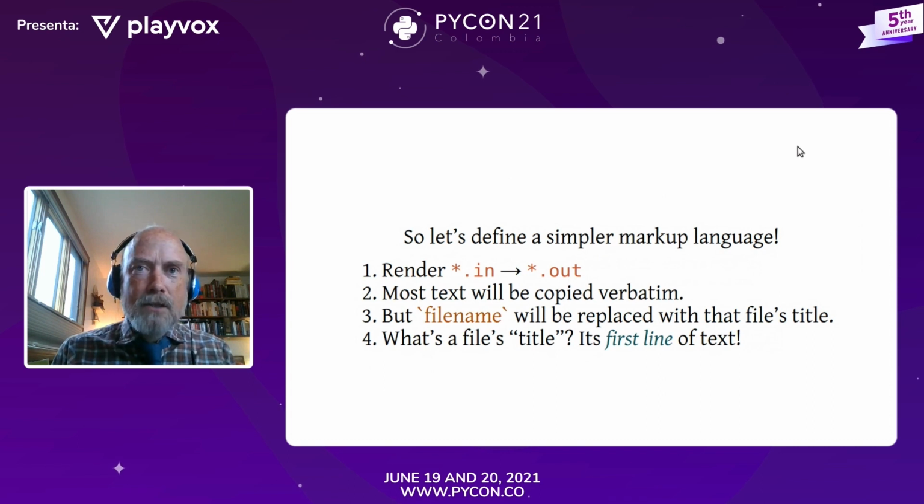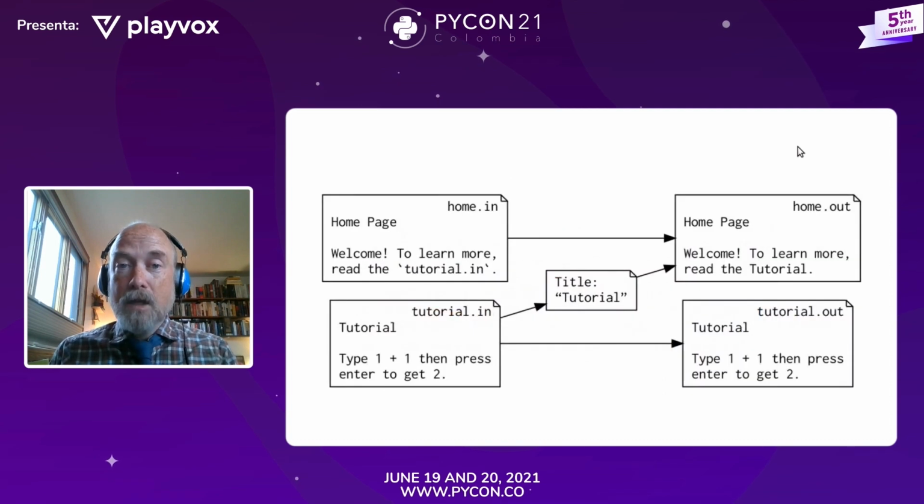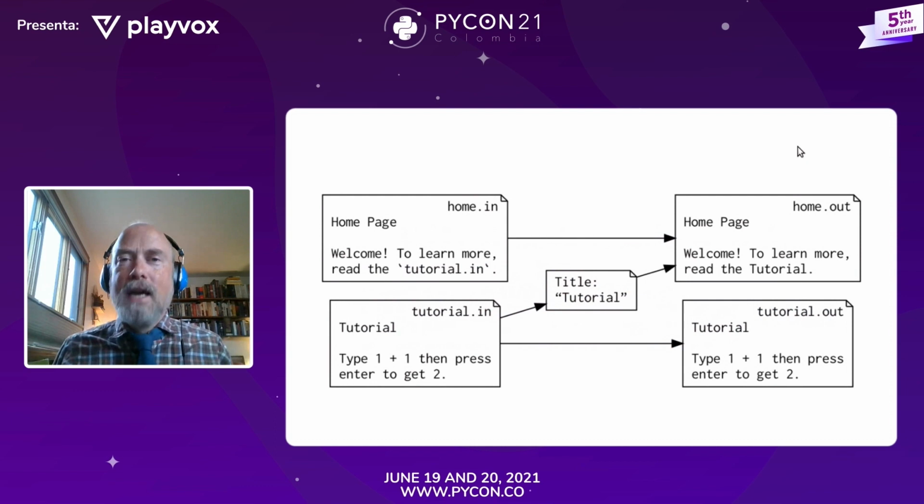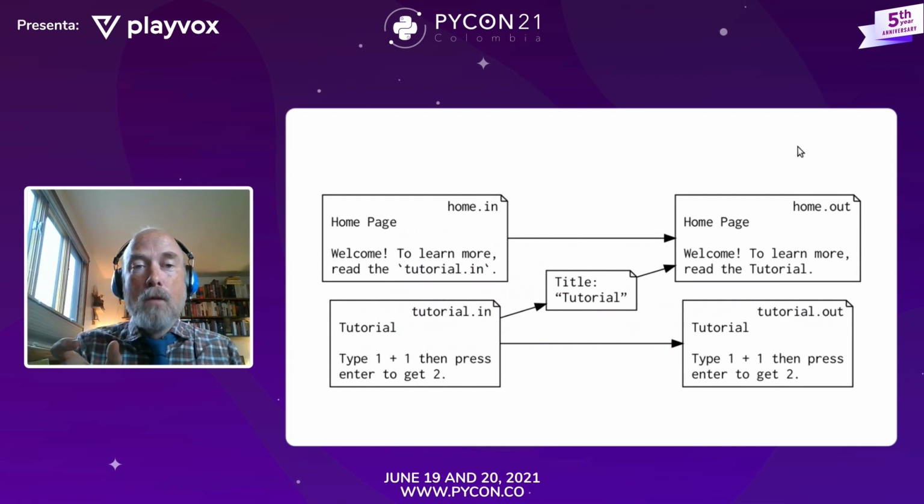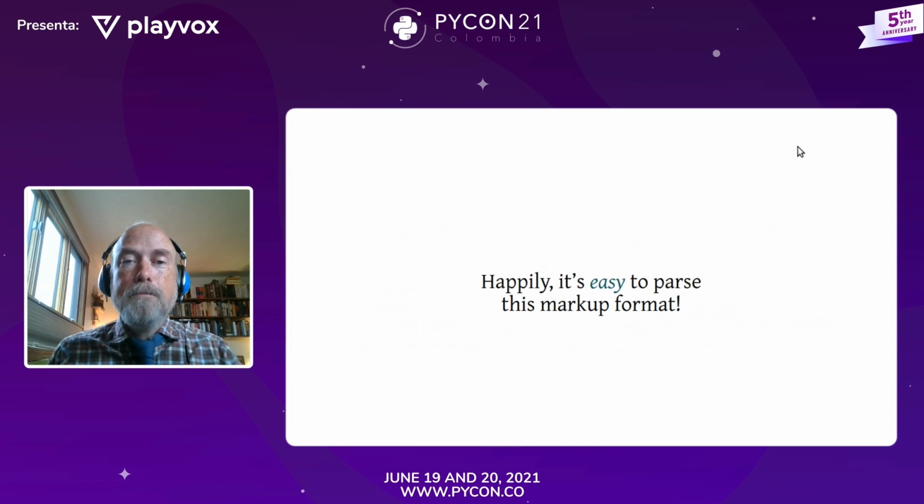Well, how do we know what a file's title is in this simple markup language? It's the first line of the file. So let's look at this much simpler case. Home.in, tutorial.in, become home.out, and tutorial.out, which are exactly the same text, except that where we said backtick tutorial.in in home.in, it becomes the title of the tutorial in home.out.